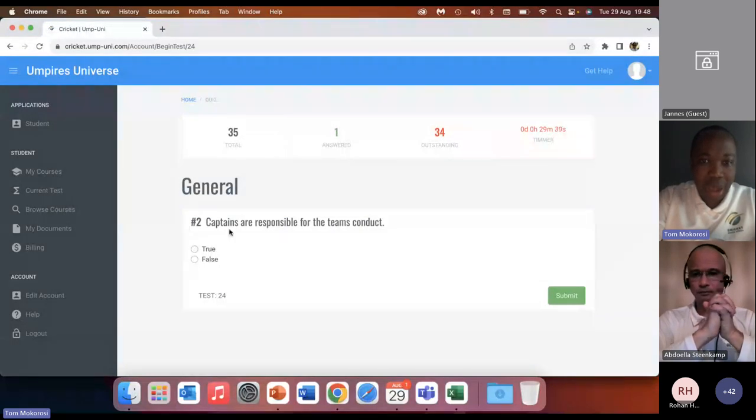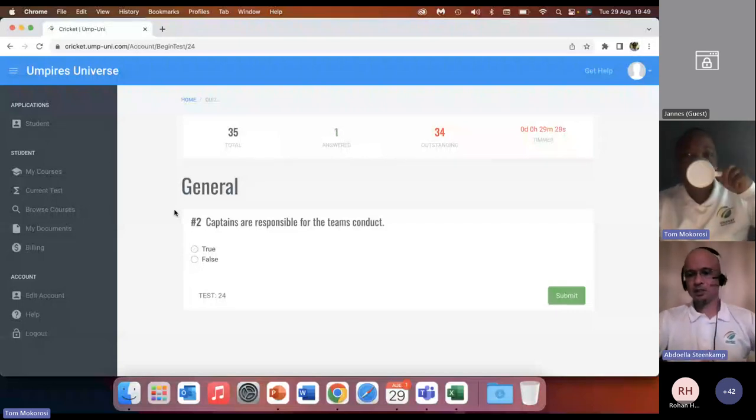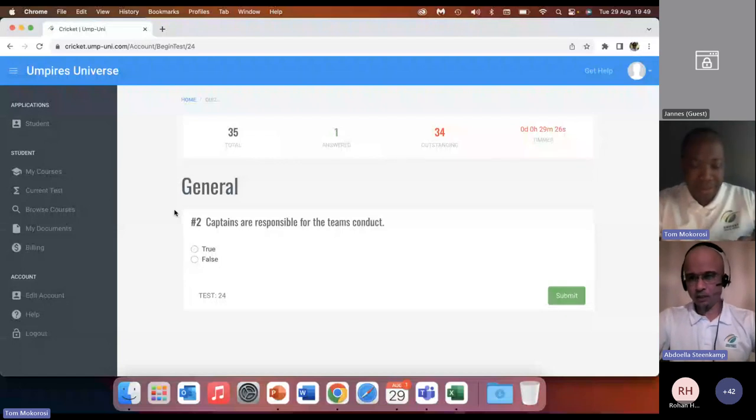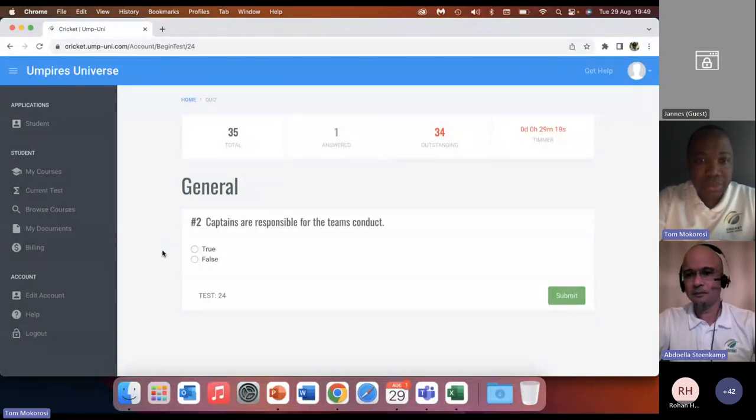Question two, captains are responsible for their team's conduct. True or false? Any new hands, please, Abdullah? Captains are responsible for the team's conduct. Yes, Tom, lots of new hands, but I'll go to number one in the queue. And I hope I'm pronouncing this name correctly. Ratchet Kirkery, can you unmute your microphone and give us the answer, please? Yeah, it's true. That is true. And we're going to go and submit.